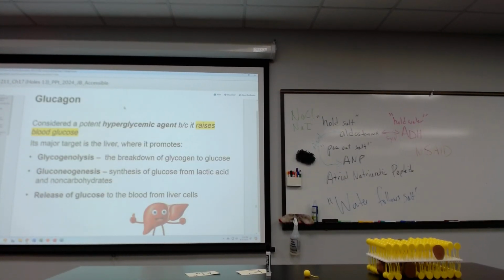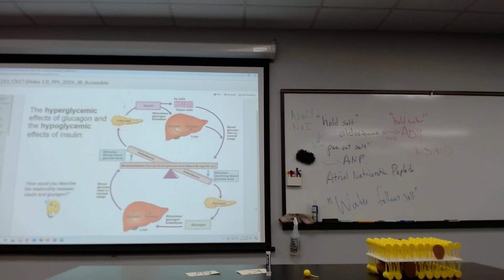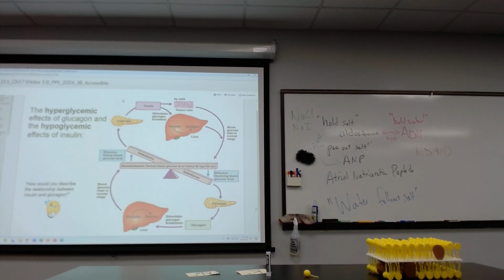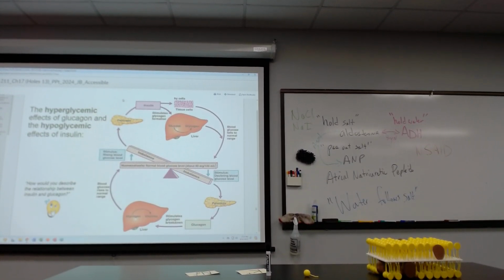And again, just like your PTH and your calcitonin, right? It's a seesaw. Got to get back in order, right? Oh, I need more glucose. I got too little glucose. Release the glucagon. I got too much glucose. Release the insulin. Get me back down. Got it? Okay.